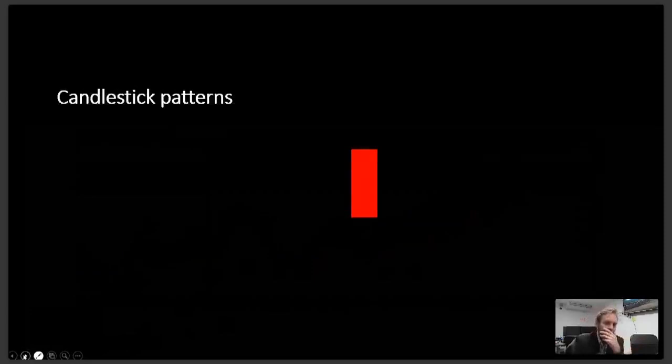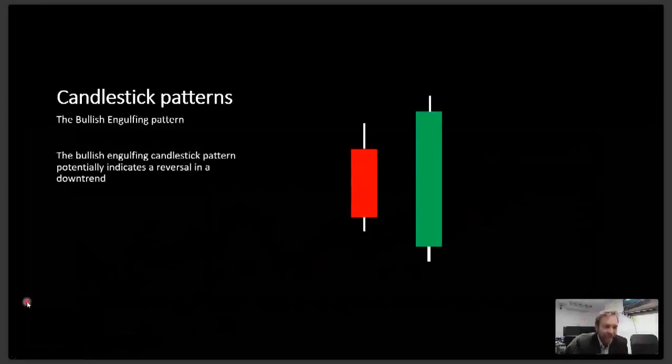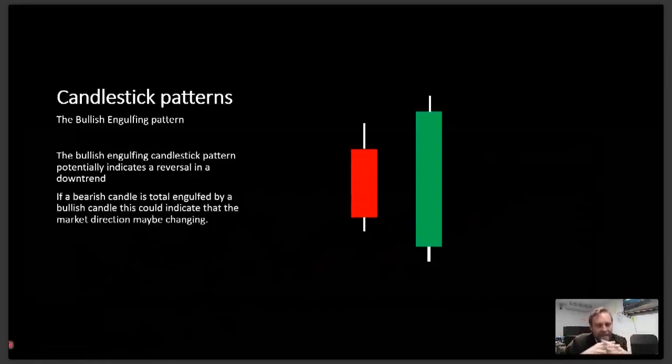Here's another pattern. This one is called the bullish engulfing pattern. Now, the bullish engulfing candlestick pattern, again, potentially indicates a reversal in a downtrend. This is how the pattern works: if a bearish candle is totally engulfed by a bullish candle afterwards, at the end of a downtrend, it can potentially indicate that the market direction may be changing.